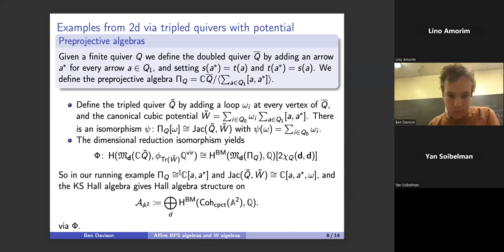And so via dimensional reduction, i.e. via this isomorphism capital Phi, we can transport the Kontsevich-Soibelman cohomological Hall algebra structure from the left-hand side. Theirs is an algebra on vanishing cycle cohomology. We can transport it to the right-hand side. And here, representations of this pre-projective algebra, because it's a commutative algebra, is really the same thing as looking at compactly supported coherent sheaves on the spectrum of that algebra, i.e. on A2. So we're just looking at sheaves on the plane.